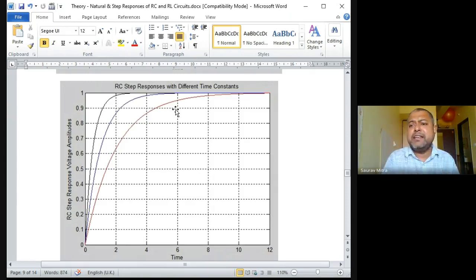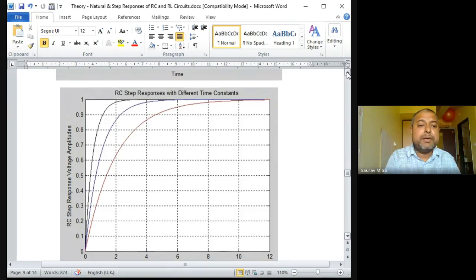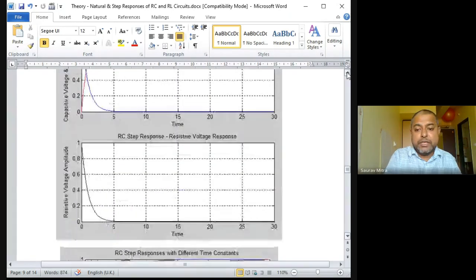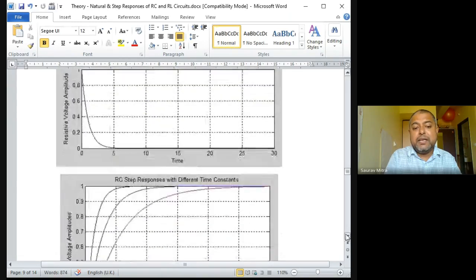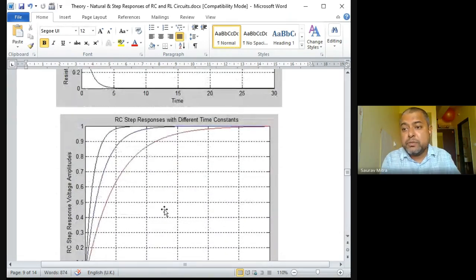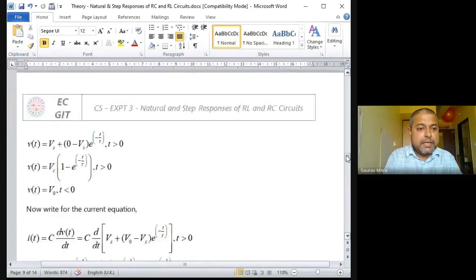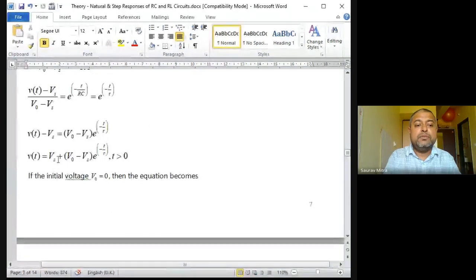The same thing happens in the RL circuit, but in that case it is current. Exactly the same response. So here for the capacitive circuit you are finding the output voltage, the VT graph. VT is equal to Vs plus (V0 minus Vs) into e raised to minus t by tau. This is the equation you got on the previous page. Here Vs is the supply voltage, V0 is the initial condition.